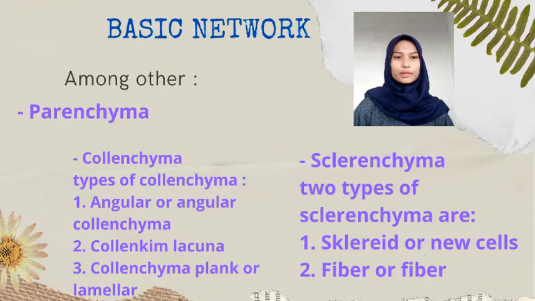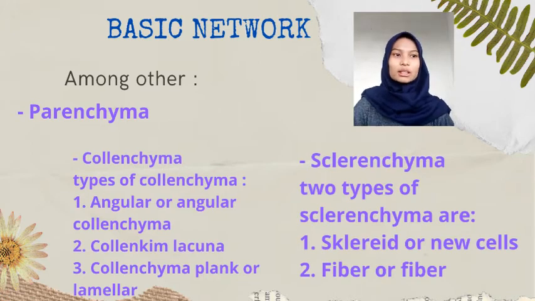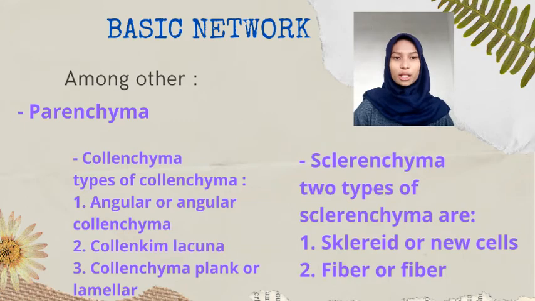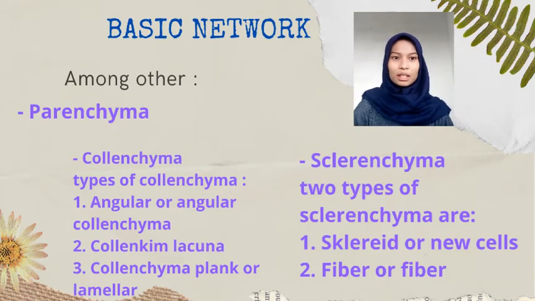Collenchyma, live cell with primary thickening, namely cellulose, hemicellulose, and pectin. Serves as an amplifier and protector from mechanical interference. Types of collenchyma: 1. Angular or angular parenchyma. 2. Parenchyma lacuna. 3. Parenchyma plane or lamellar.